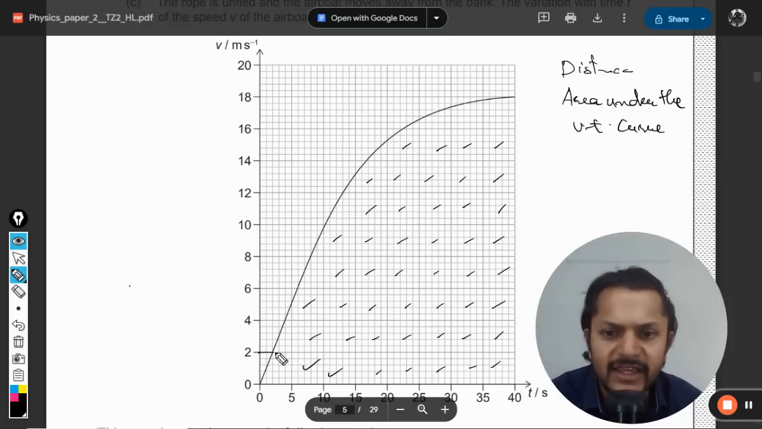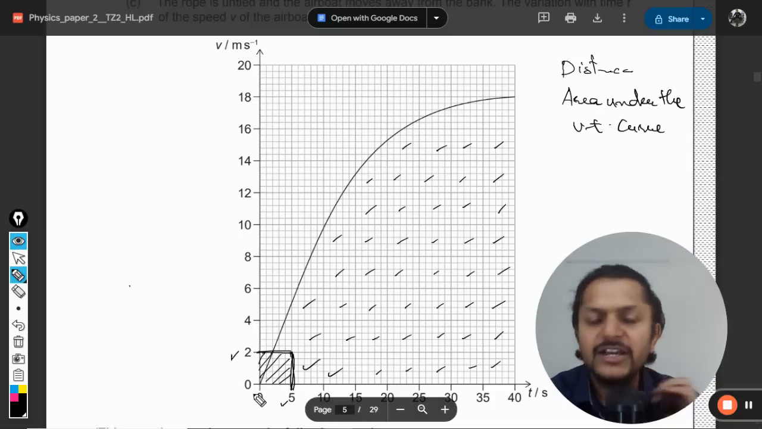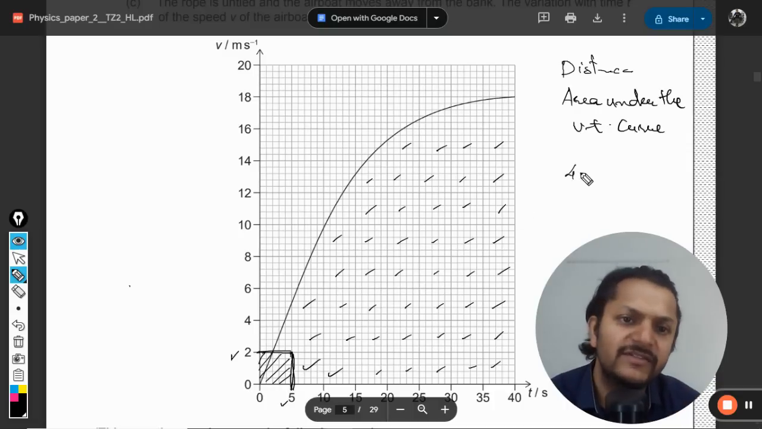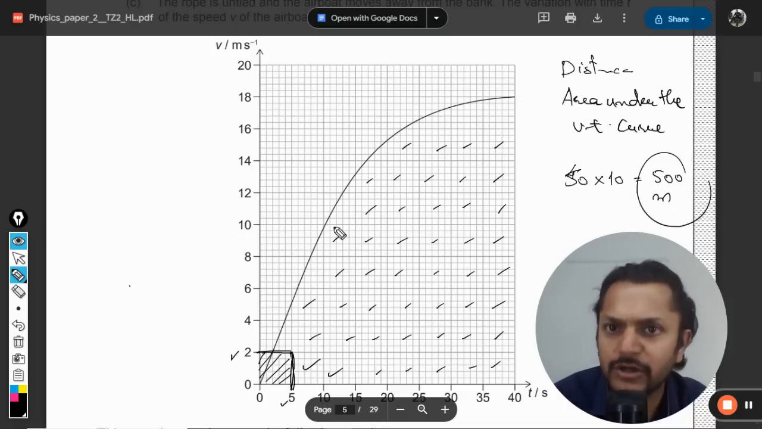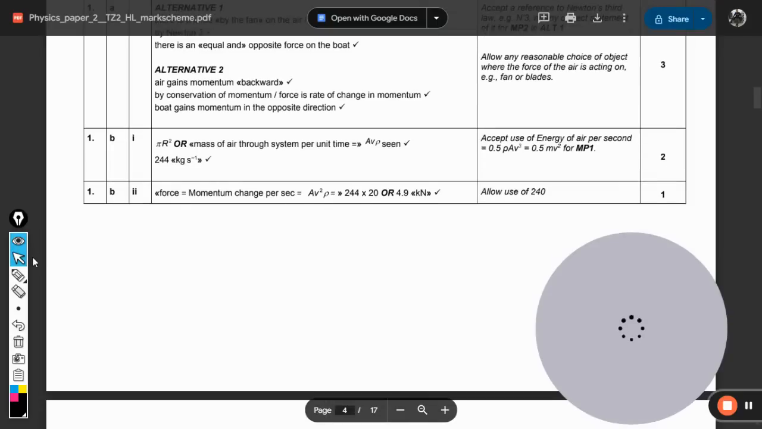We will find the area of this first square. This one is 2, this is 5, both in SI units, so 2 times 5 is 10 meters. Whatever number of blocks we have, let us say we have 46, so let us say 50 blocks, so 50 into 10, our answer will be approximately 500 meters. Let us see the mark scheme, what they are doing.